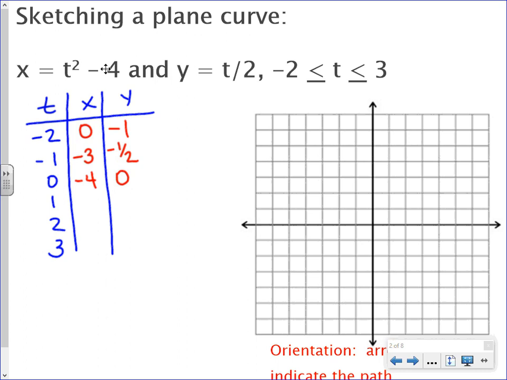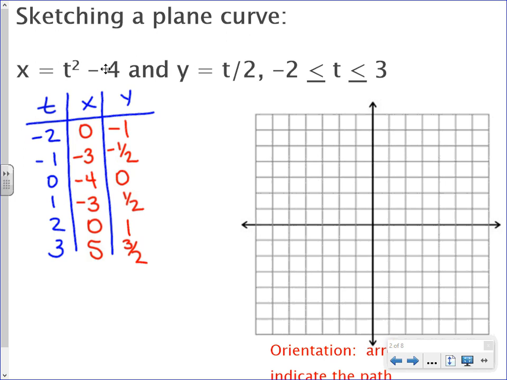Okay, what's the coordinate for t equals 1? -3, 1/2. T equals 2. 0, 1. And then t equals 3. 5, 3/2. Courtney read those off for me. Do you agree? Okay. So now watch and pay attention to the order we plot these points.